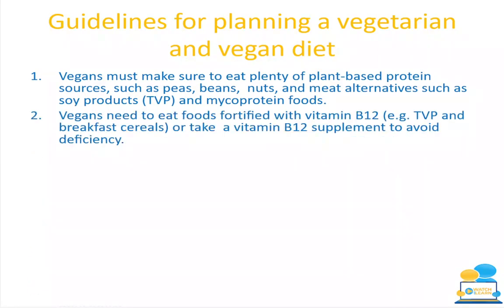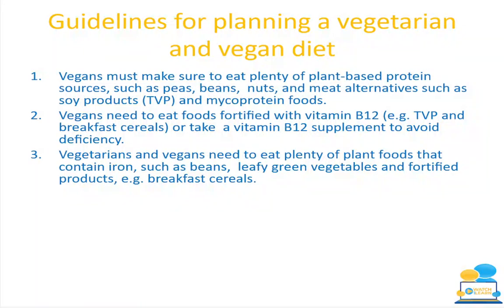Vegans need to eat foods which are fortified with vitamin B12, as I said in the last slide. So this would be found in the likes of your textured vegetable proteins and your breakfast cereals and your fortified milks. Or you can indeed take a vitamin B12 supplement to avoid deficiency.